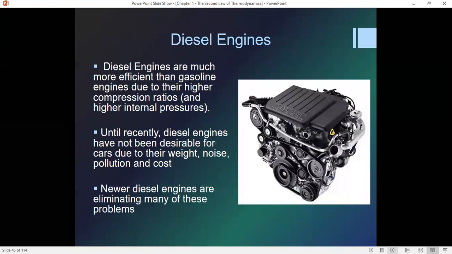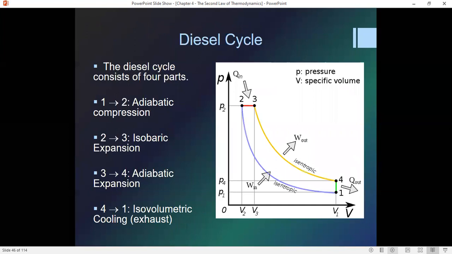Diesel engines are much more efficient than gasoline engines, generally due to their higher compression ratios. The problem is when diesel engines aren't operating ideally, they have a lot of incomplete combustion, which leads to soot. So newer engines are designed to operate more ideally. Again, here's the diesel cycle. It's a little bit different from the gasoline cycle or the Otto cycle.